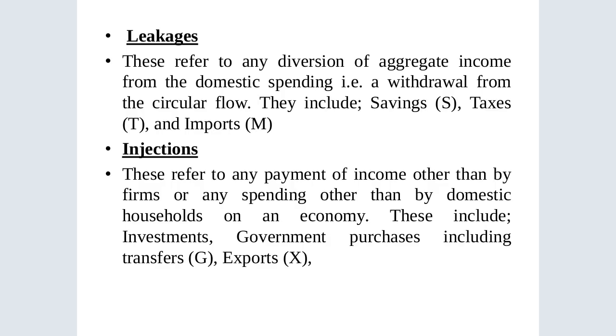Now the leakages refer to any diversion of aggregate income from domestic spending. So we have withdrawals from the circular flow of income. That's what we refer to as leakages. And the leakages, I've said, they include savings, taxes, and imports. They simply withdraw resources from the circular flow of income.